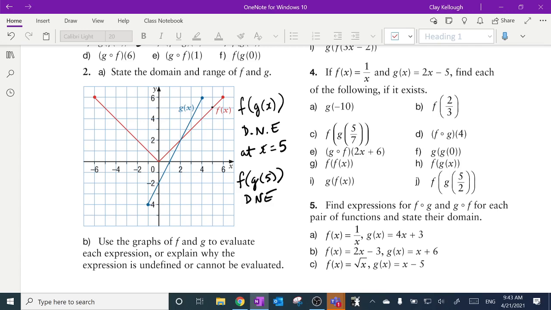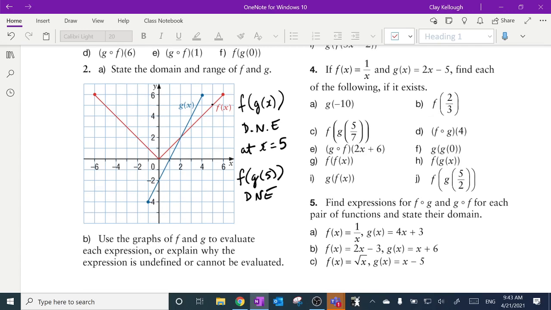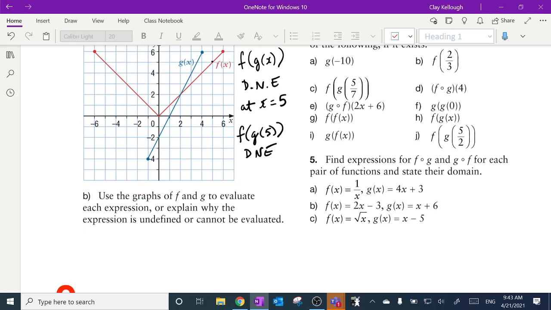Anyway, that's the two heads up I wanted to give you. The rest of the examples in this assignment are pretty much exactly the same as the examples that we did in our notes.